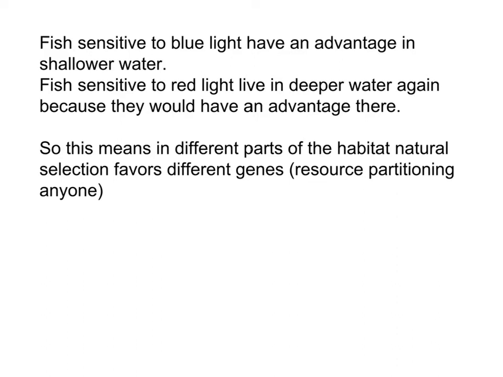So another way to think of this is by living in different parts of the habitat, natural selection is going to favor the turning on or turning off of different genes. This is pretty much how resource partitioning develops, okay? Because all of these fish are sharing the same generalized area, but they all have their little niche, and they don't really get in any other fish's way.